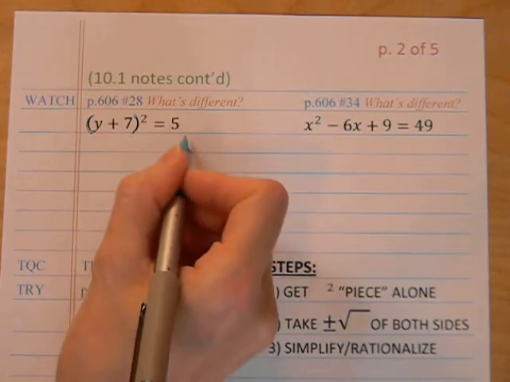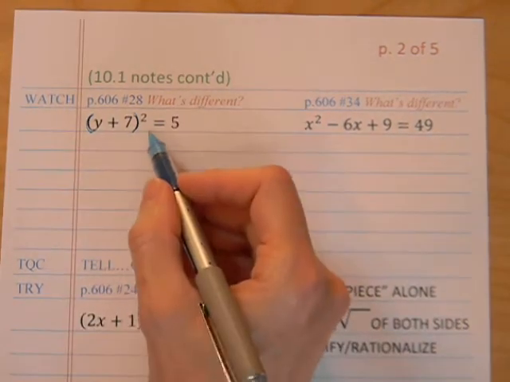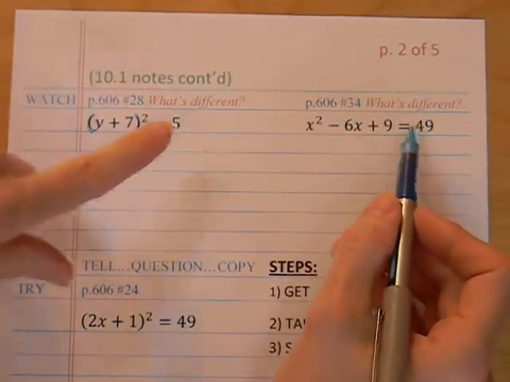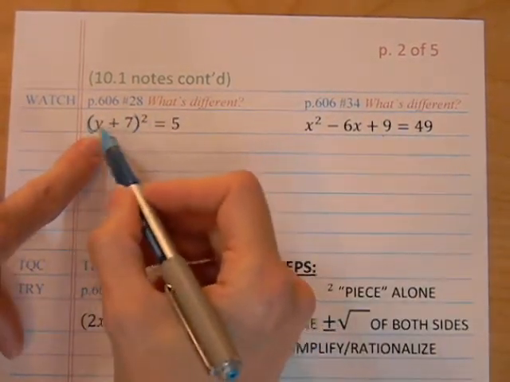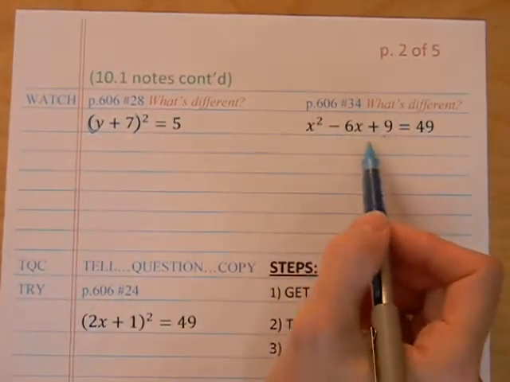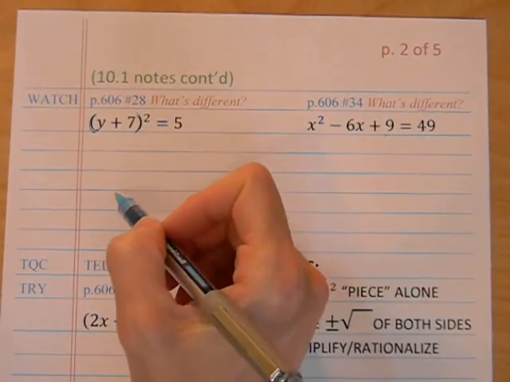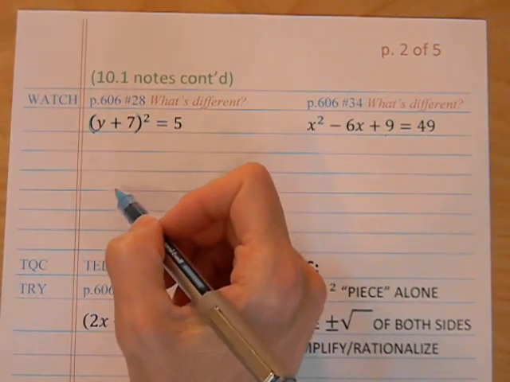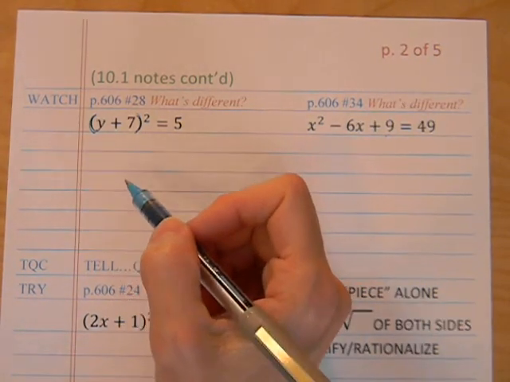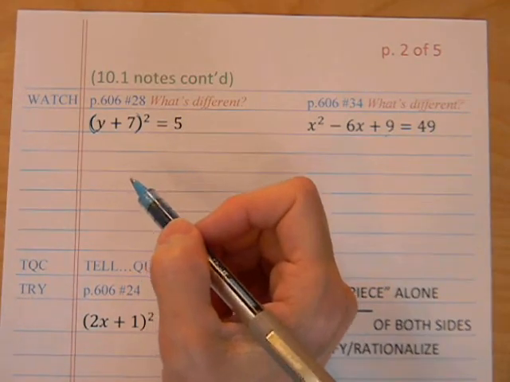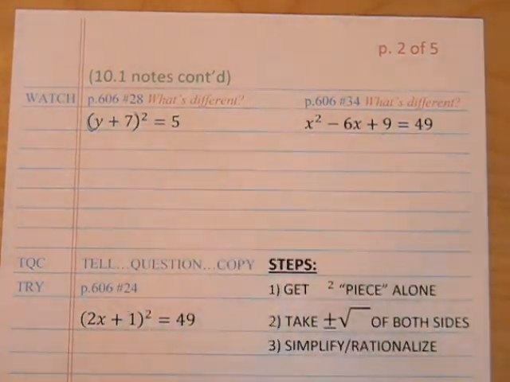Now, in chapter 7, what we would have done with both 28 and 34 would have been to move the number over, get it equal to 0, multiply this out and combine like terms, then try to factor. But what we're going to look at now is what we can do in case it doesn't factor, and in fact the square root property can help with some of those. So let's look at number 28 here.